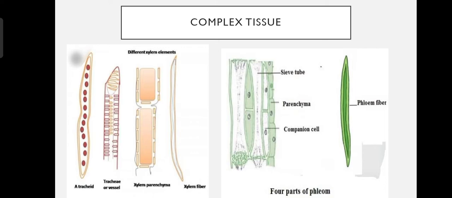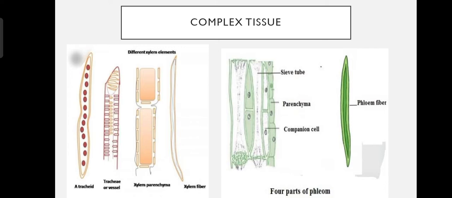The different types of tissues which we have discussed till now, they all are made up of one type of cells. Now, these complex tissues are the tissues which are made up of more than one type of cells. Simple permanent tissues are made of one type of cells, and complex permanent tissues are made up of more than one type of cells. And all these cells coordinate and perform a common function.